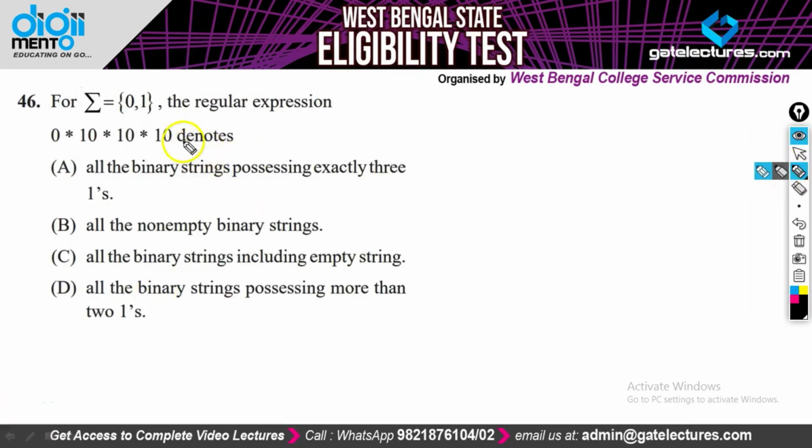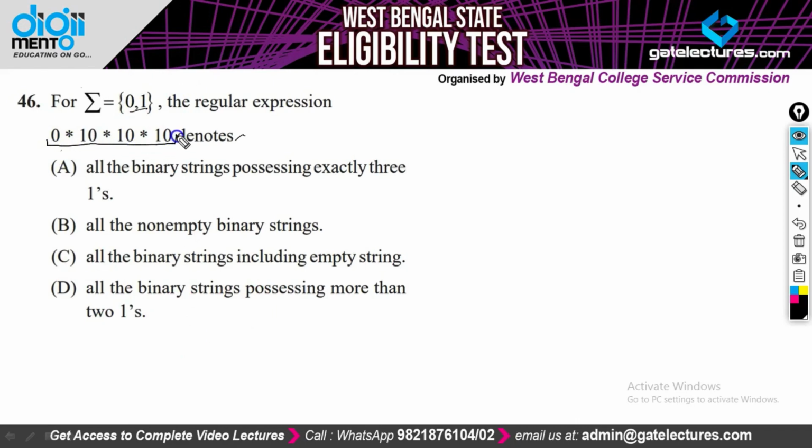Hello. So here we have a question from Automata, and they have given us a regular expression over the alphabet 0, 1, and it is 0* 1 0* 1 0* 1 0*, and they are asking what it denotes. All binary strings possessing exactly 3 ones, all the non-empty binary strings, all the binary strings including the empty string, or all the binary strings possessing more than 2 ones. In this kind of question they try to confuse you with the words. So when these kinds of questions come, you have to read each option very carefully and match it with the given regular expression.